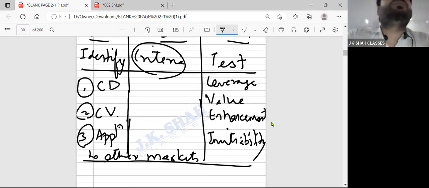No active user on Facebook. Then he bought Instagram also. But one good thing about Instagram was that Instagram shows ads. So it was earning revenue. So it was not a loss-making project. So he acquired Instagram also.